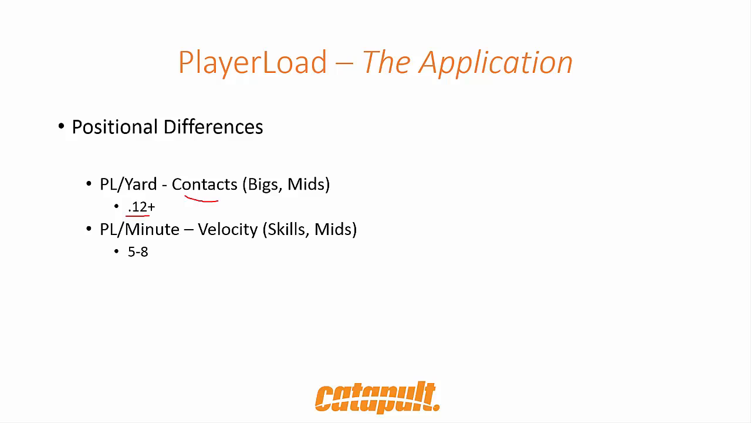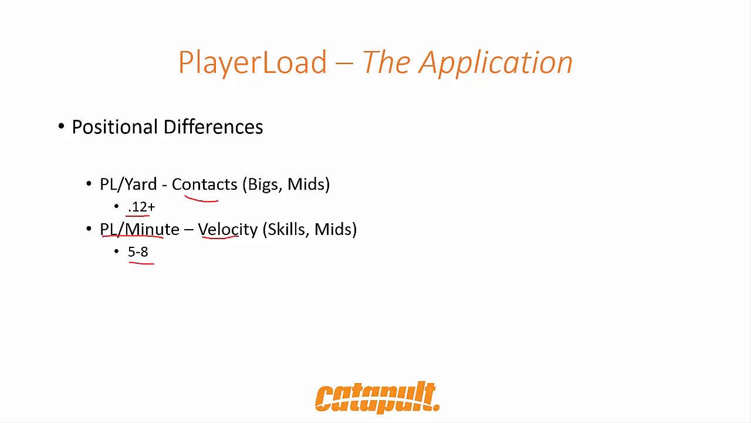For my skilled guys, looking from a velocity standpoint, what metric would I use? And it would be the player load per minute. So not looking at contact, although this is an important variable to consider, not looking at it as heavily as player load per minute, just because this is going to give me a better indication of high intensity running and velocity and what that looks like in terms of intensity for my skill guys.